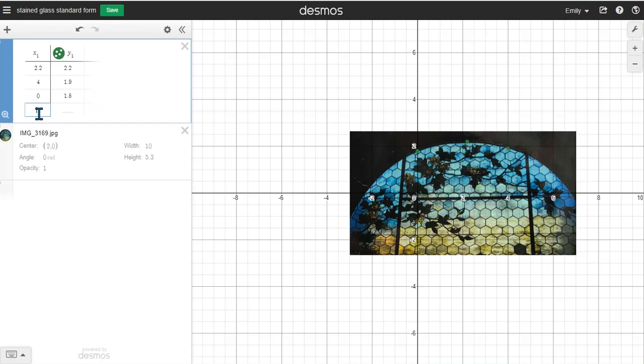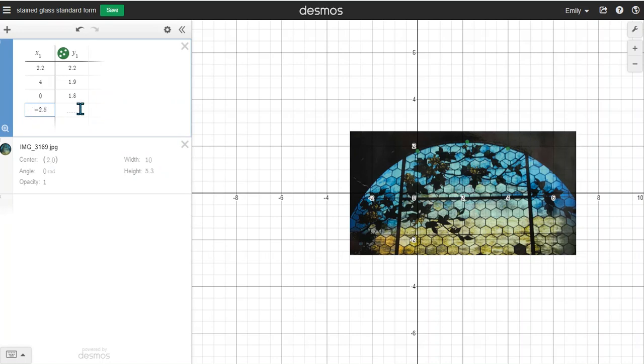I'm going to look for my x-intercepts. So let's see, over here, it looks like I'm crossing the x-axis just a little past -2. So I'm going to try -2.5. And then the y value here is 0. All right, I went too far, so let me try -2.4. I'm getting closer. -2.3 seems to work.